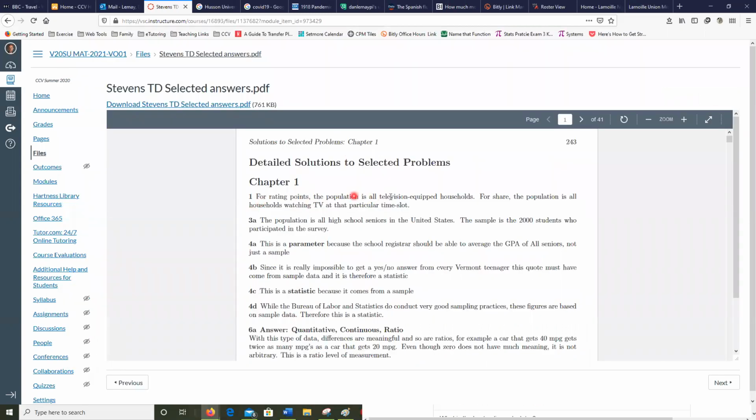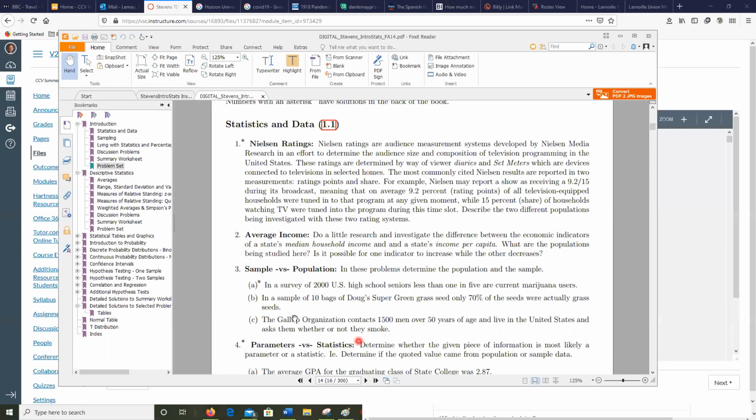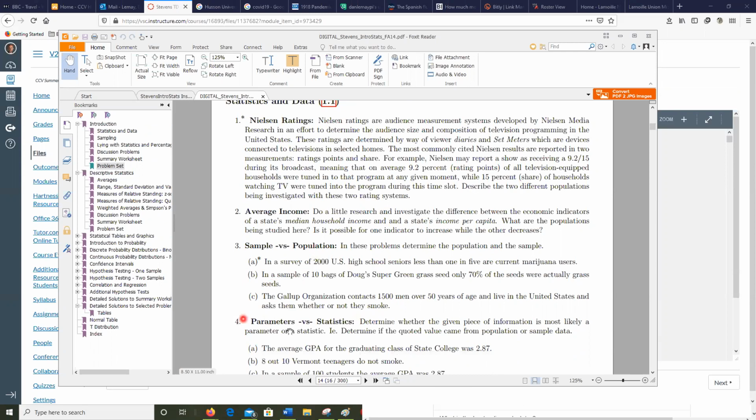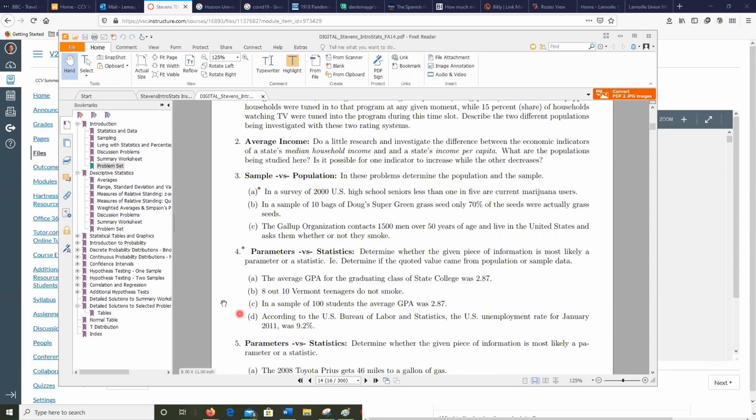Here's question 1. Okay, and then he does that for question 3. It looks like 3A must have the asterisk next to it. So if I come back to it, see, 3A has got an asterisk next to it. So anything that's got an asterisk next to it, he's got the worked out solutions for.